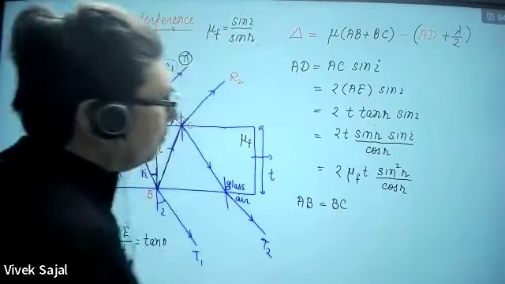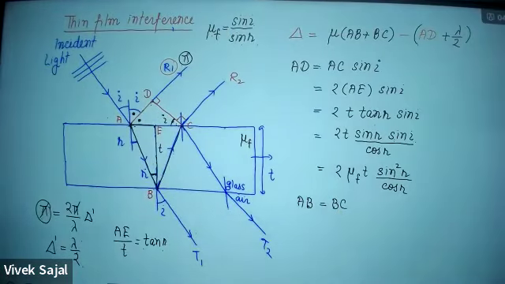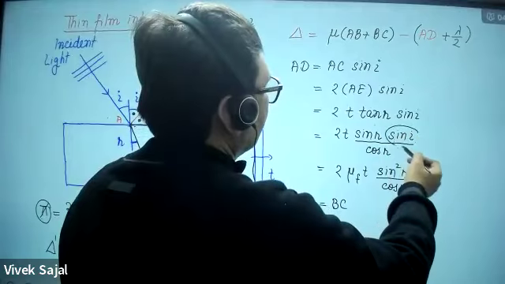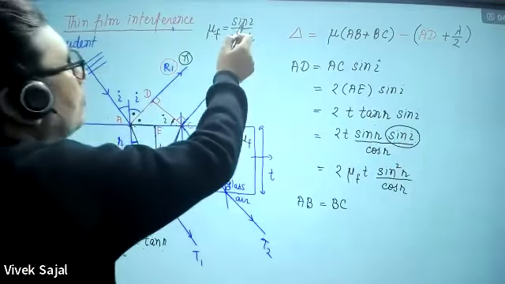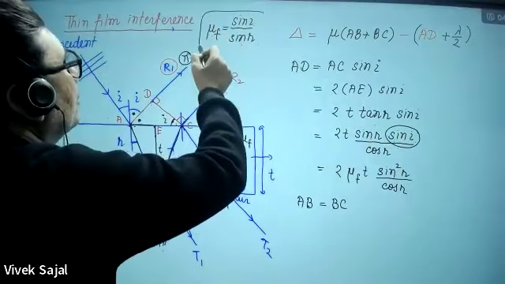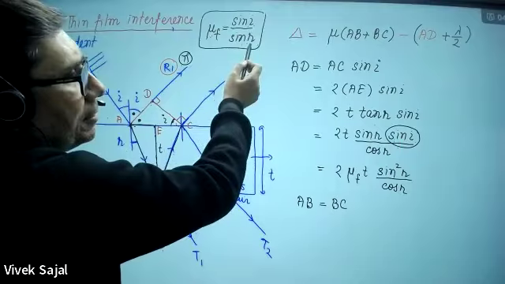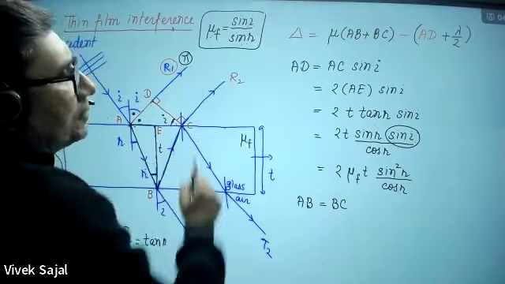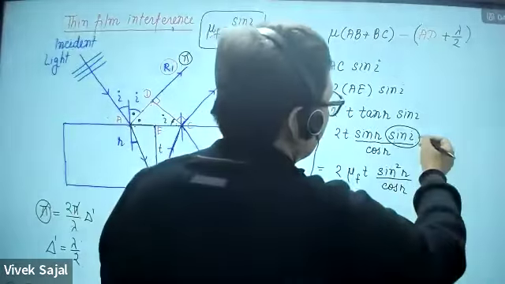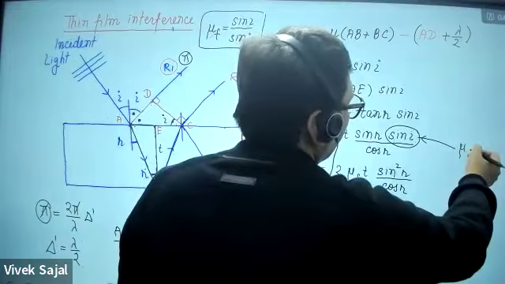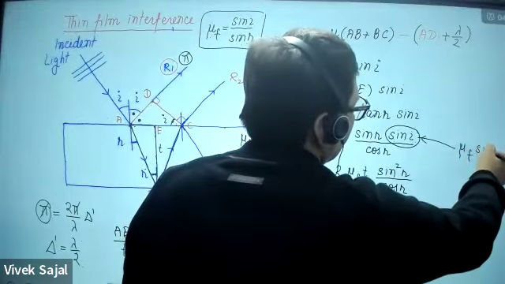Sir, how did sin square R come? So this sin I, I will replace this sin I. Here look at this Snell's law. What will be sin I? This will be mu f sin R. So I substitute it here: mu f sin R.